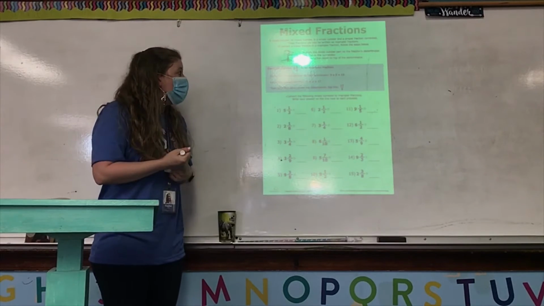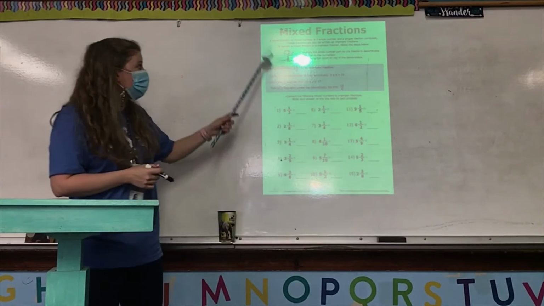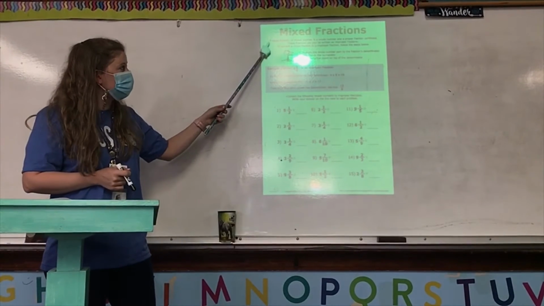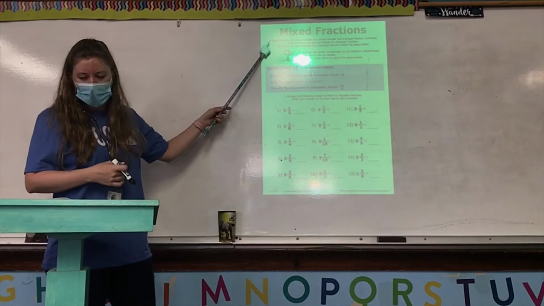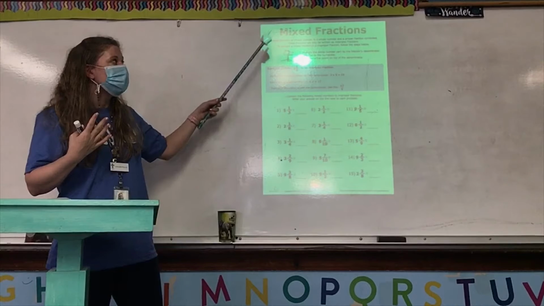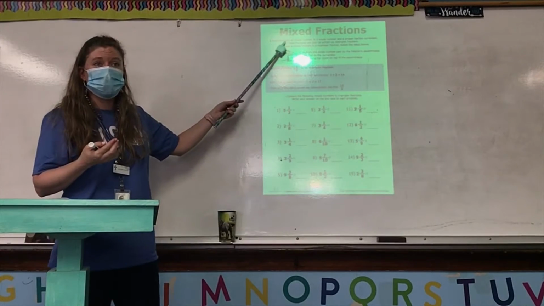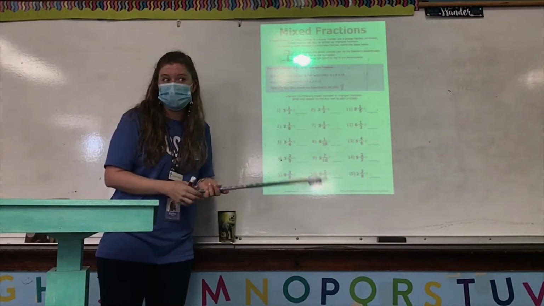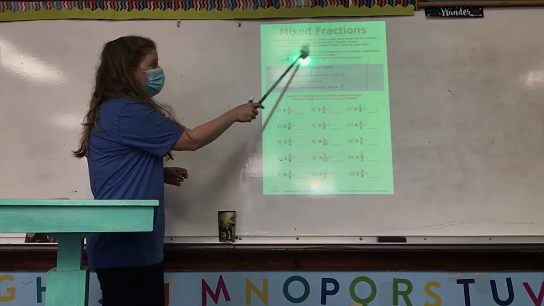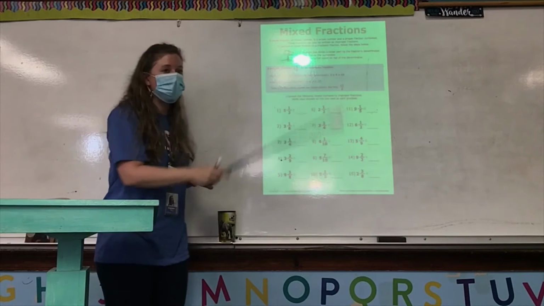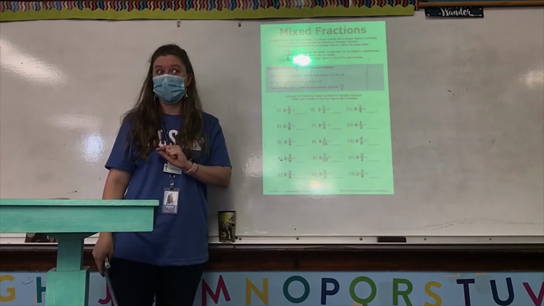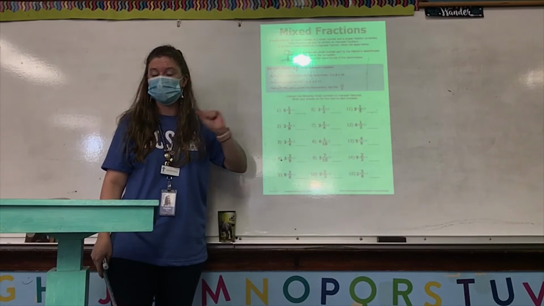So, let's read the top. Read in your head while I read out loud. The title is Mixed Fractions. Same thing as mixed numbers. Mixed fractions and mixed numbers are the same thing. Whoever created this just decided they are more comfortable with the term mixed fractions. A mixed fraction or mixed number is a whole number and a proper fraction combined. Has a whole number part, has a fraction part. A proper fraction. That means the numerator is less than the denominator.